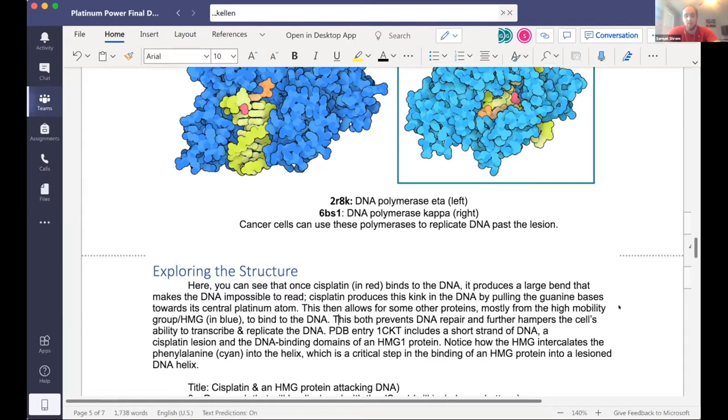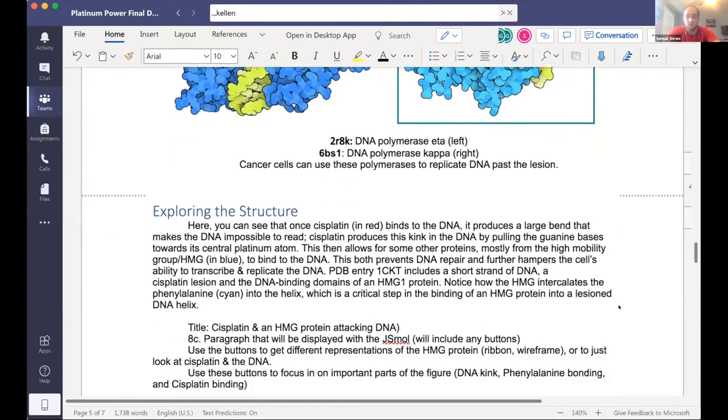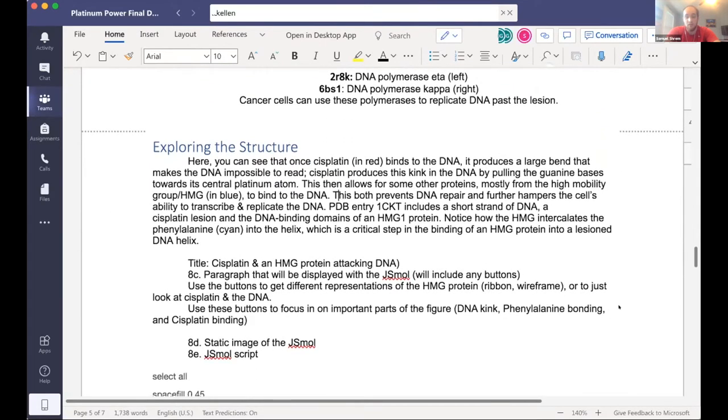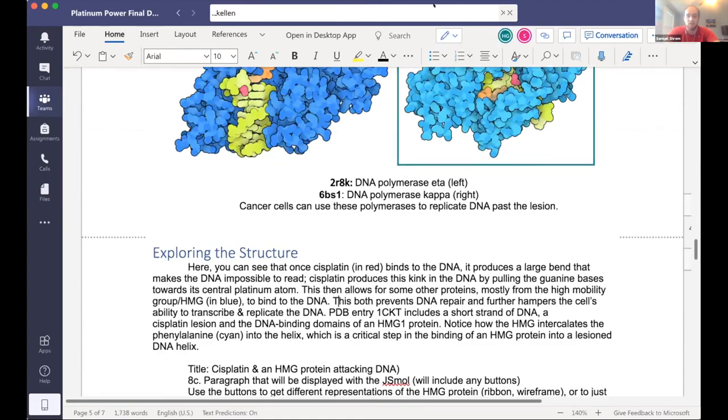PDB entry 1CKT includes a short strand of DNA, a cisplatin lesion, and the DNA binding domains of an HMG1 protein. Notice how the HMG intercalates the phenylalanine in cyan into the helix, which is a critical step in the binding of an HMG protein into a lesion DNA helix. So I'll just stop here for a minute and show the JMOL.